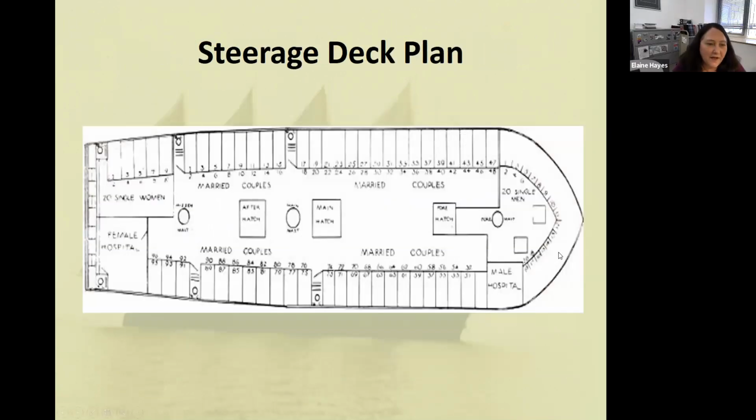Oh, here's a picture. Okay, so we've got a large area, married couples or mixed groups together, and families, and a couple of smaller places for single women and single men. And also I see a female hospital and a male hospital. I think the little circles might be toilets in there, the smaller circles.